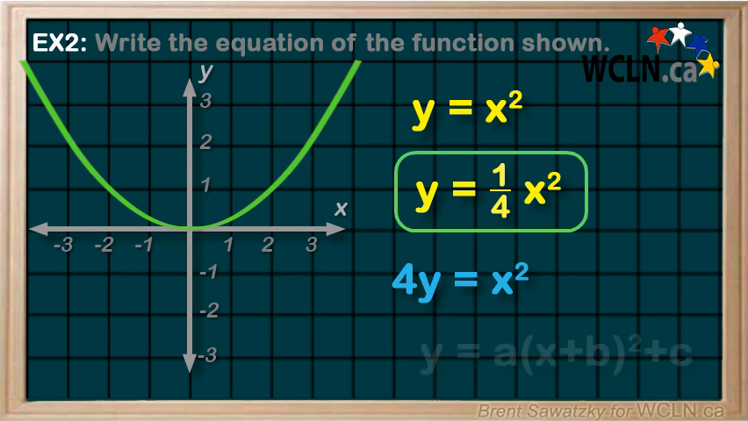Now, if we were to look at our quadratic transformation here in this format, we'd recognize that the b and the c, the translations, would both be 0. And the a in this case would be our 1/4.